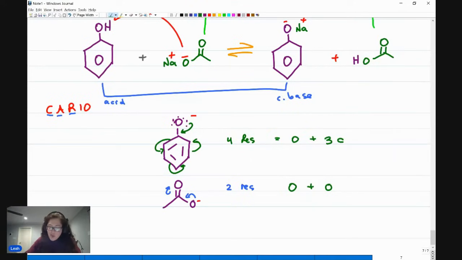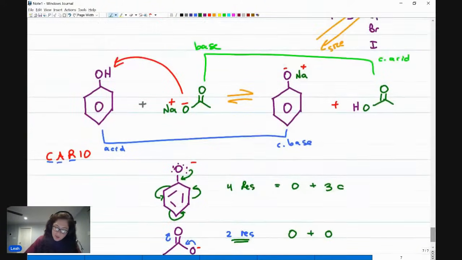And so even though it only has 2 resonance, it's 2 highly electronegative atoms. Therefore, this is more stabilized. Therefore, we favor equilibrium in the direction of the more stable negative.